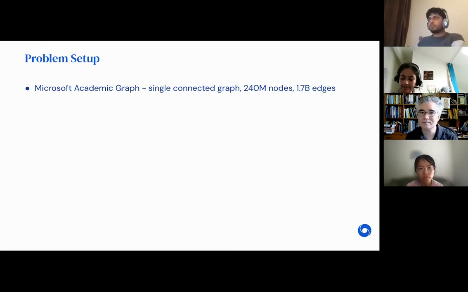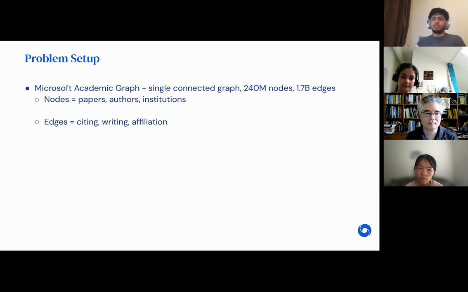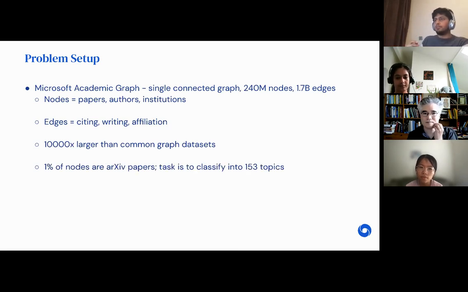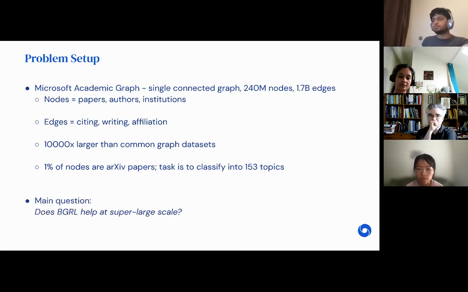Just to set up the problem, the data set is the Microsoft Academic Graph, which is a single connected graph. So we're again in the transductive learning setting, where the nodes are papers, authors, or institutions. The edges are between papers that cite each other, authors that write a paper, and authors being affiliated with an institution. It's like 10,000 times larger than the commonly used academic data sets. Of these papers, 1% are archive papers, and the task is to classify these archive papers into one of 153 different archive categories.